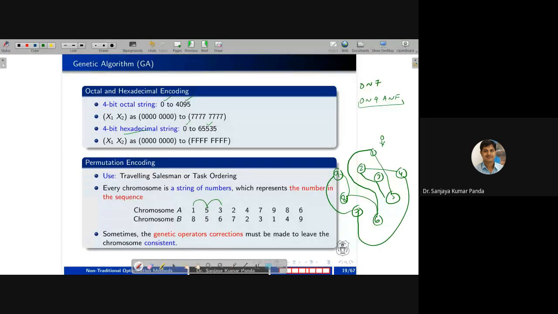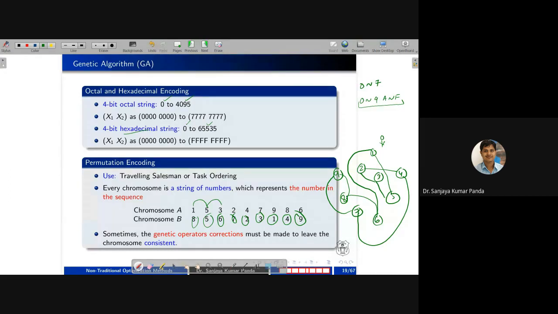Each and every city is visited only once, right? Like that, if you go for chromosome B, 8, 5, 6, 7, 2, 3, 1, 4, 9, that is also a valid one. 1 is there, 2 is there, 3 is there, 4 is there, 5, 6, 7, 8, 9, all the cities are there. So there is no issue.